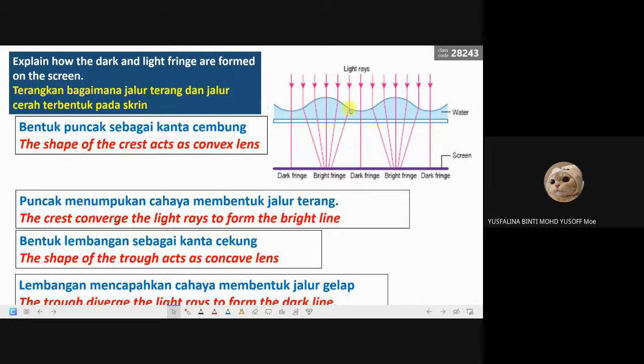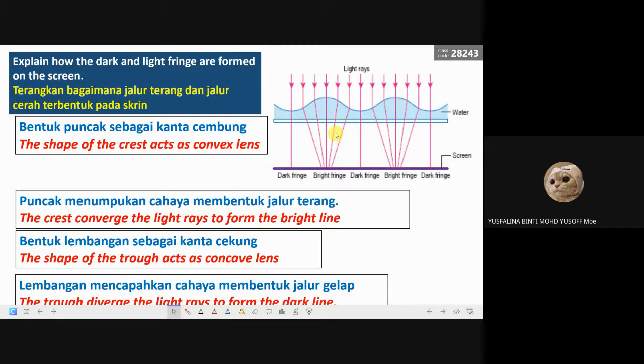So the convex lens converges all the light rays into one point, which is why this produces the bright fringe. The trough looks like a concave lens. The concave lens diverges the light, and when it diverges the light, that produces the dark fringes. Again, this looks like a convex lens, which converges all the light into one point, so it produces a bright fringe there. So when you look at the water wave, there are bright fringes, dark fringes, bright fringes, dark fringes. That is caused by the light being converged or diverged.